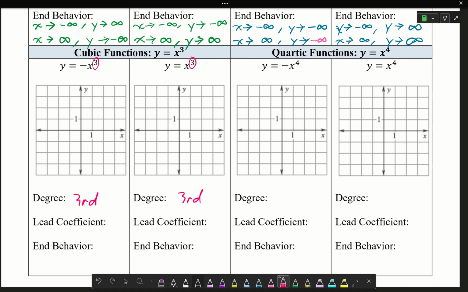So for the positive one, it's just going to come down from below, curve in at the origin, and then curve back up again. Okay, and on the left, when it has that negative leading coefficient, it's going to be reflected vertically. Not bad. Okay, so the leading coefficient again is -1 and 1.